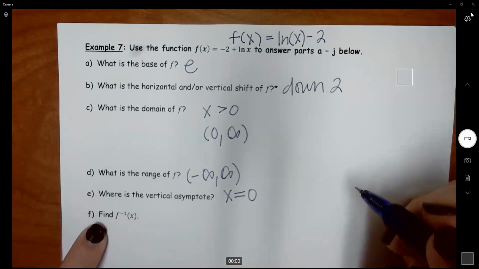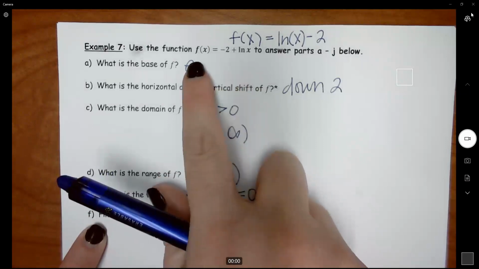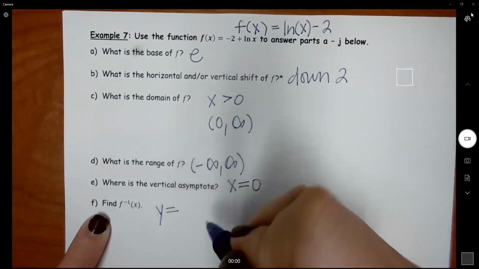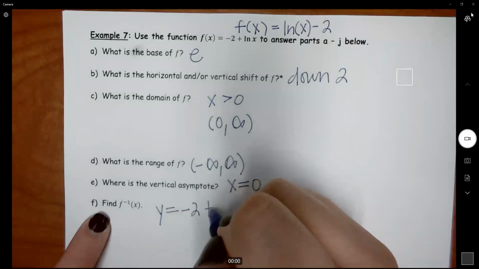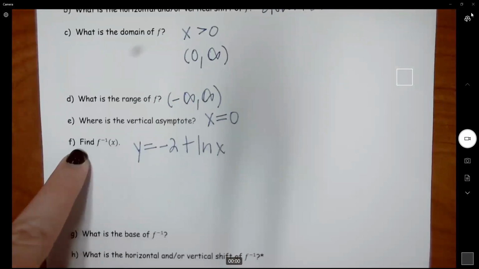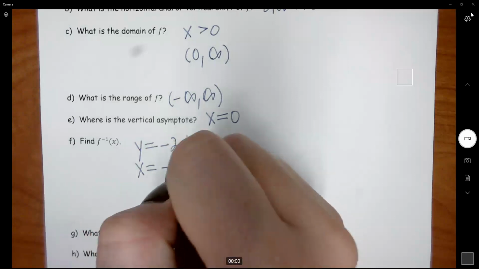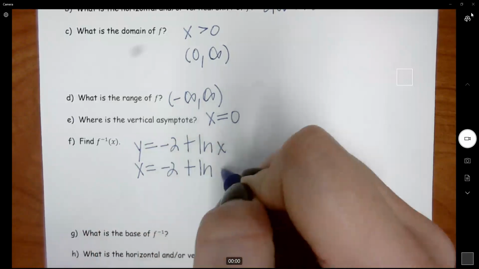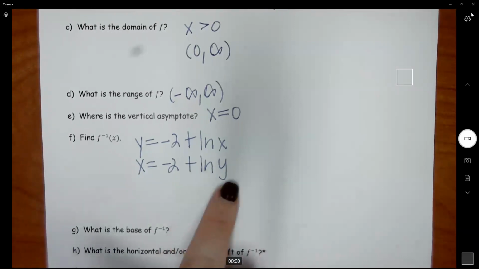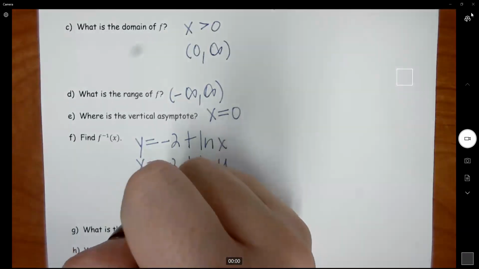On part F, we're going to find the inverse. I'm going to rewrite this, instead of f of x, as y equals -2 plus the natural log of x. So we switch our x and y. We get x equals -2 plus the natural log of y, and let's solve for y. This time I want to get my natural log by itself. I'm going to add this 2 over first.